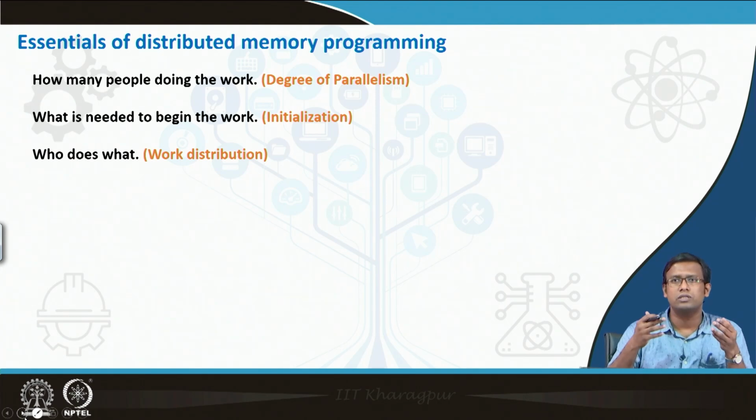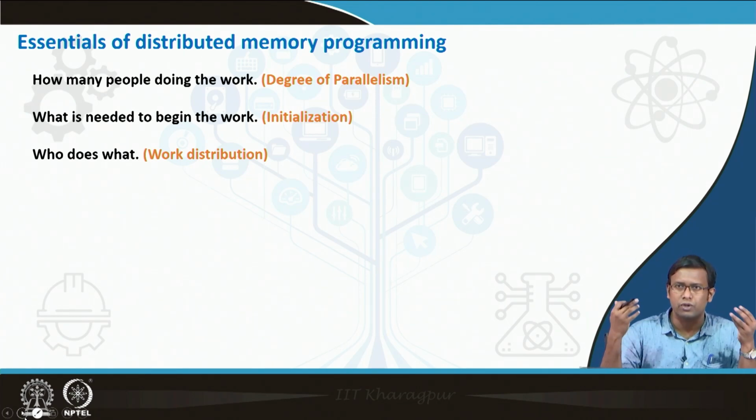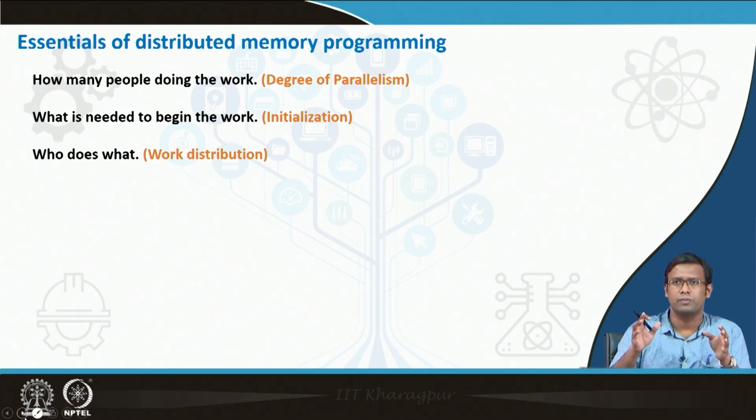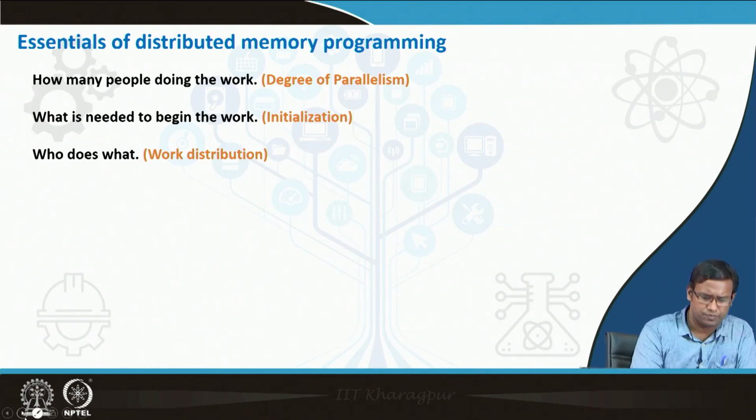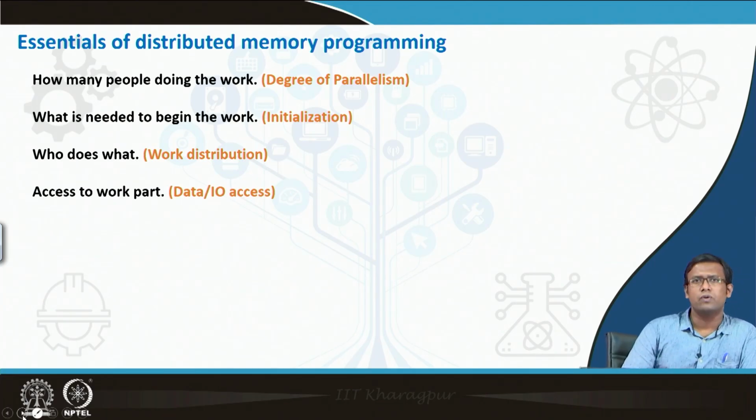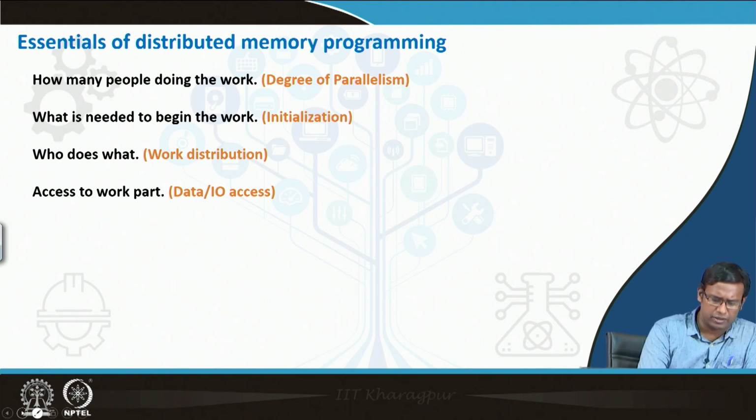Who does what? The load distribution. In OpenMP, who was doing load distribution? OpenMP itself, the compiler, was doing it, allocating threads to processors. But here, who does load distribution? The programmer has to take care of load distribution and ask one particular processor to work on that part of the data. Access to the work part, how the data access will be, how the IO access will be, again has to be thought of from a distributed memory perspective now.